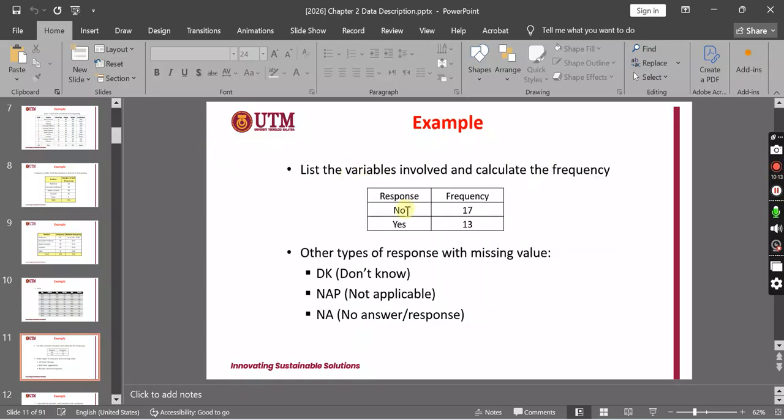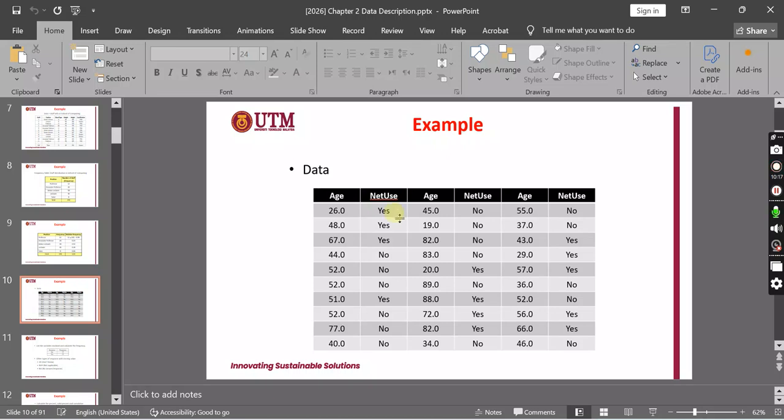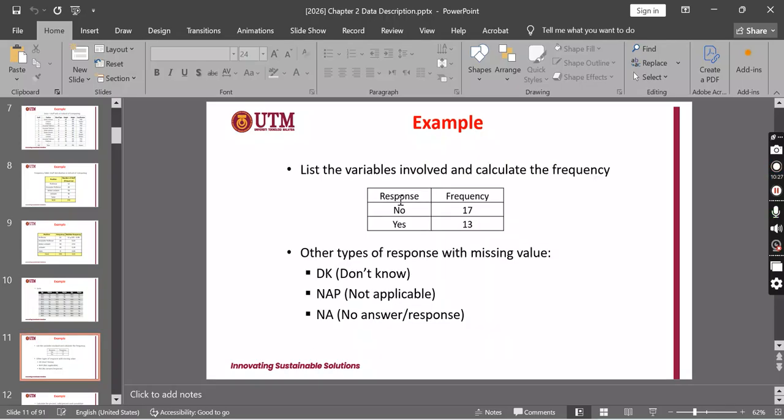Now, if we use the responses of the persons when we ask them how old are you and whether they use net, are you using net or not, yes or no, then if we take the response variable yes or no, in the 30 persons that we have, 17 of them do not use net, 13 of them use net. How can you find it?